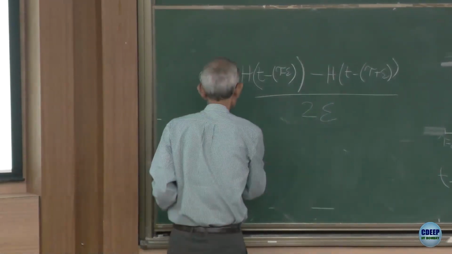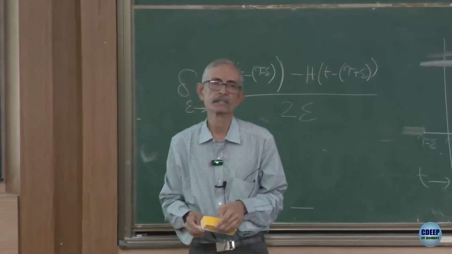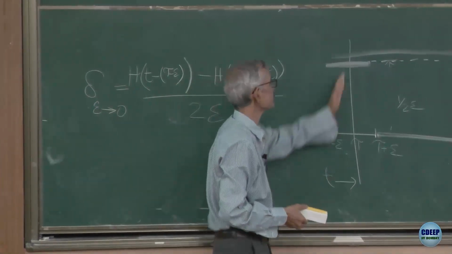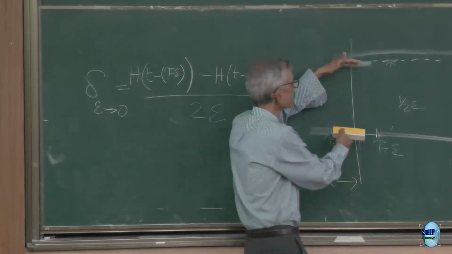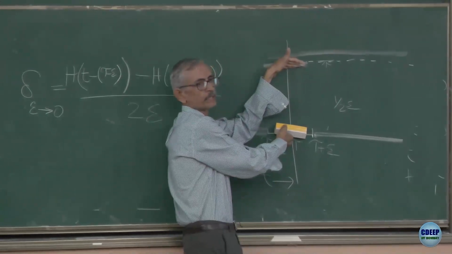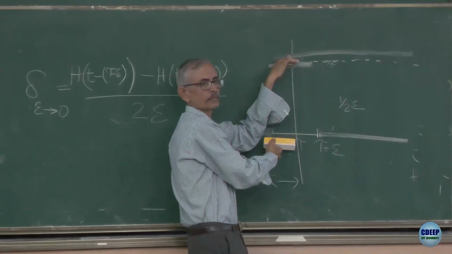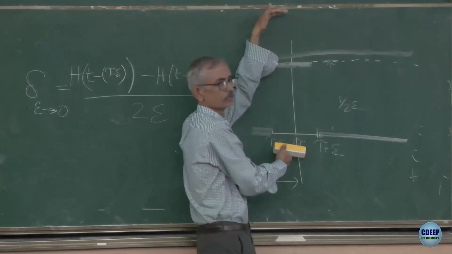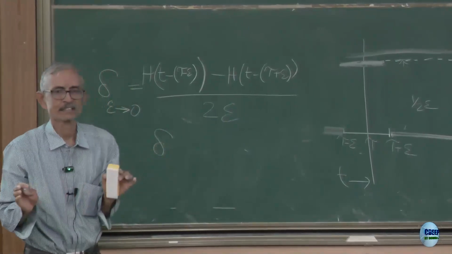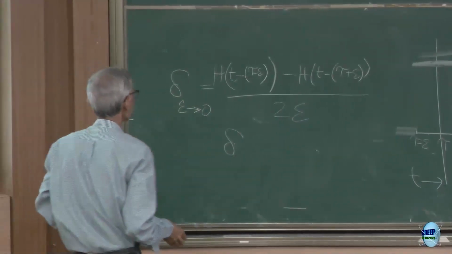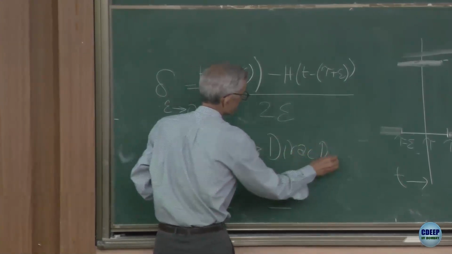So if I now make epsilon tend to 0, what happens to this guy here? This guy just keeps on blowing up, because now the height of this is 1 by twice epsilon. I've forced this area to become equal to unity. So this guy keeps on blowing up. I don't know what that is, but it is something. So I'll just say that it is delta, and I will call this a Dirac delta function.